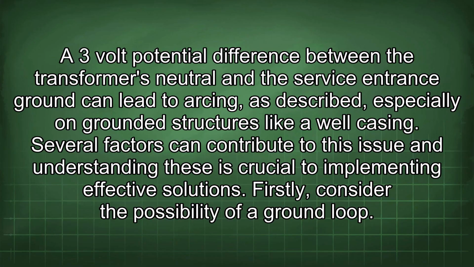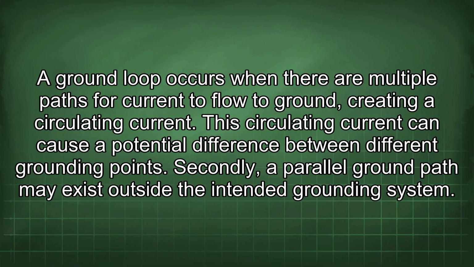A 3-volt potential difference between the transformer's neutral and the service entrance ground can lead to arcing, as described, especially on grounded structures like a well casing. Several factors can contribute to this issue, and understanding these is crucial to implementing effective solutions. Firstly, consider the possibility of a ground loop. A ground loop occurs when there are multiple paths for current to flow to ground, creating a circulating current. This circulating current can cause a potential difference between different grounding points.